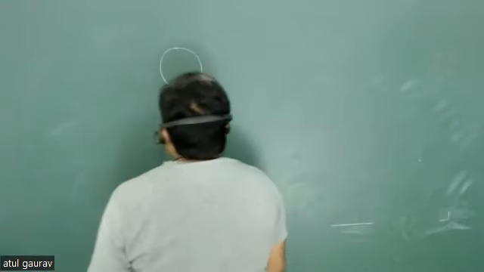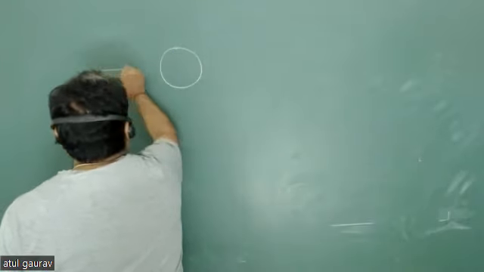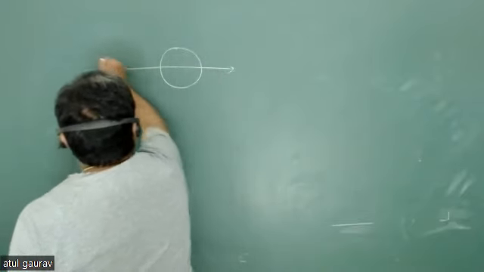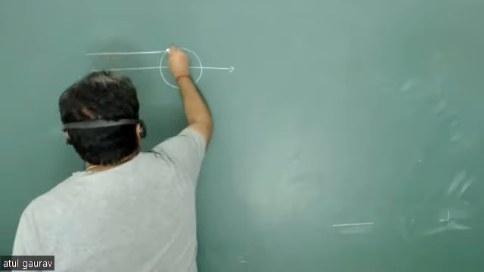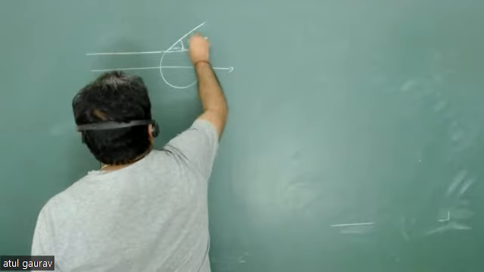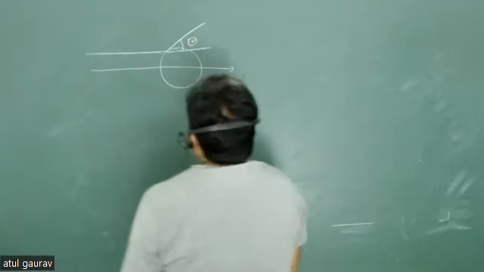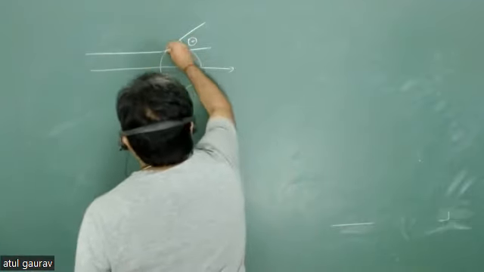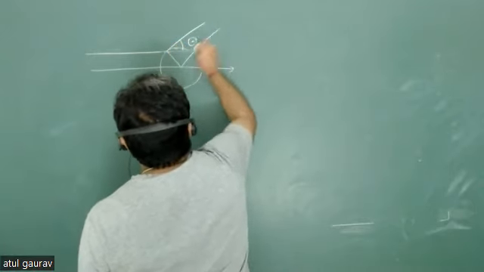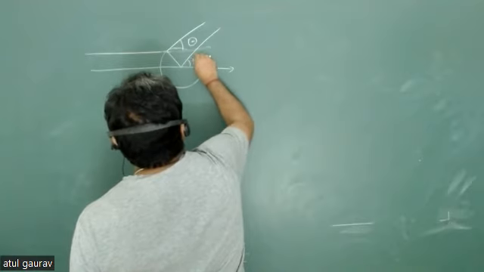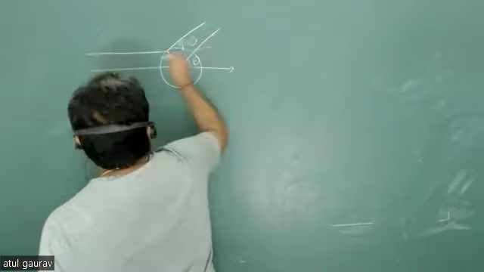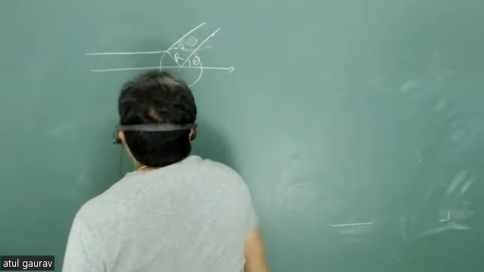So this is your hard sphere, and this is your particle. You can send a particle and it will go something like this. So this angle is what? A scattering angle. And this is your scattering angle, and the radius of the hard sphere is R.